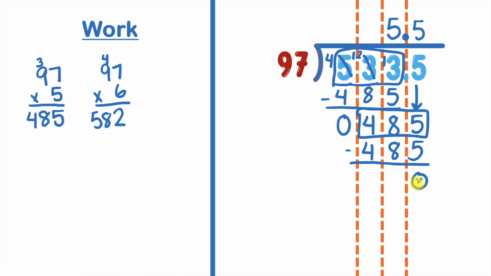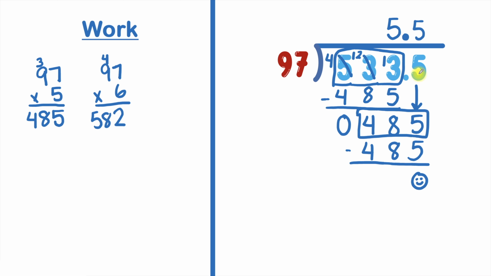And that is our sign that we are all done, making our final answer 5.5. And remember, the answer for division is called the quotient. So we could say the quotient is 5.5, properly read as 5 and 5/10.